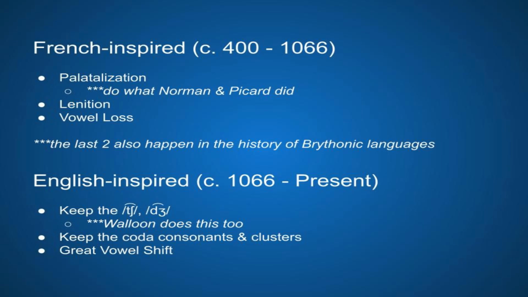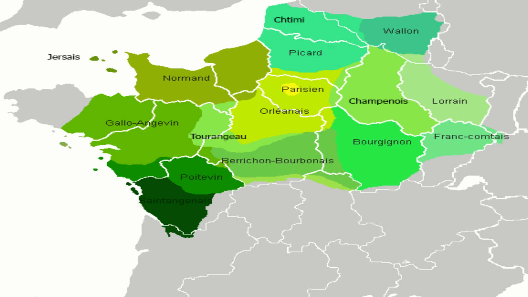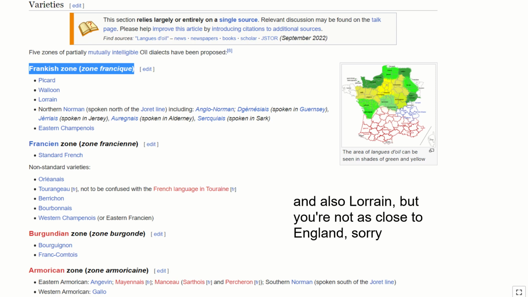Eventually, I settled on a few basic criteria. One, Britannian should draw most of its early sound changes from the history of French, while later sound changes will primarily come from the history of English. Two, Britannian should be most similar to the Gallo-Romance languages, especially the Langue d'Oïl of northern France, and especially those from the Zone Francique, the Frankish zone, including Norman, Picard, and Walloon.